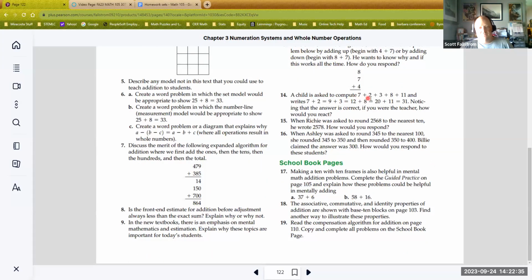Child was asked to compute 7 plus 2 plus 3 plus 8 plus 11. Oh, very common, right? To do this, it's written horizontally, so the student writes it horizontally. And so then at the end of the day, the student ended up with equals 31. And this says, if you were the teacher, how would you react to seeing this written out by a student?